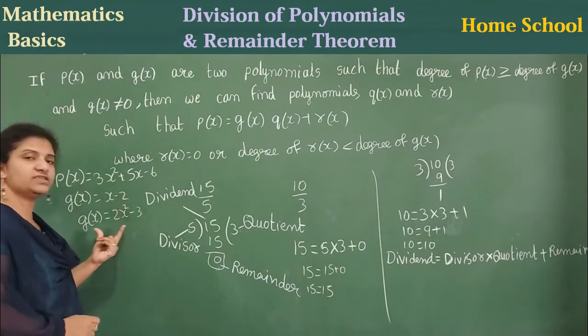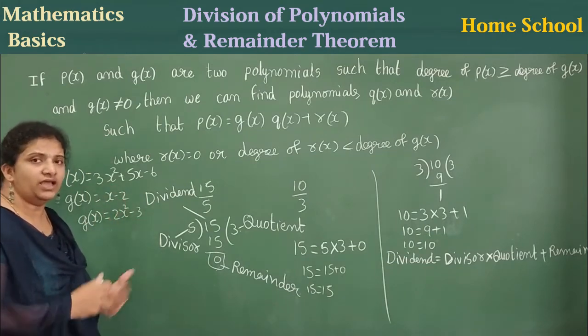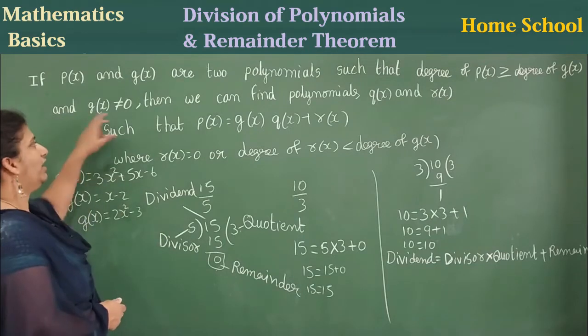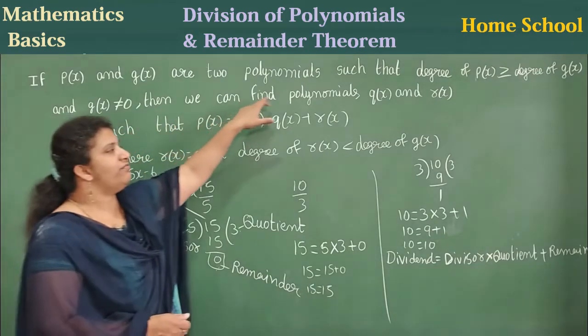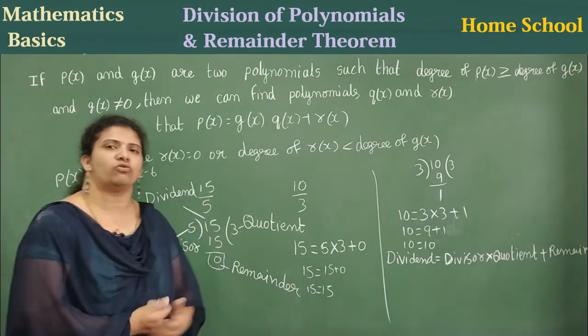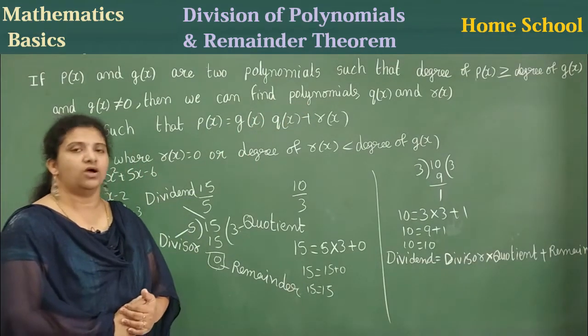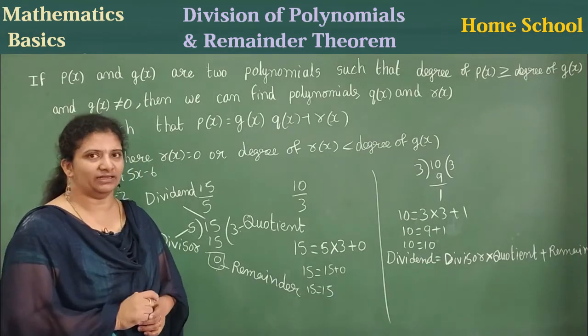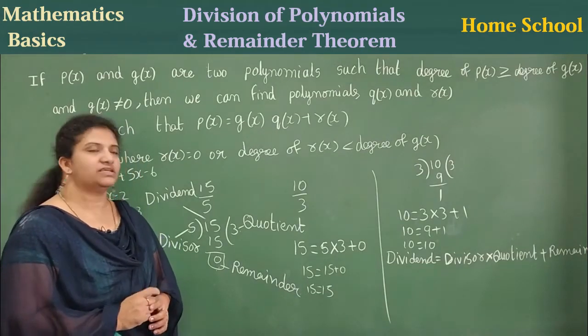If g of x is equal to 0, what happens, children? There is no quotient, there is no remainder. Then we can find polynomials q of x and r of x. What is q of x? Quotient. r of x? Remainder. Okay, let me discuss once again.